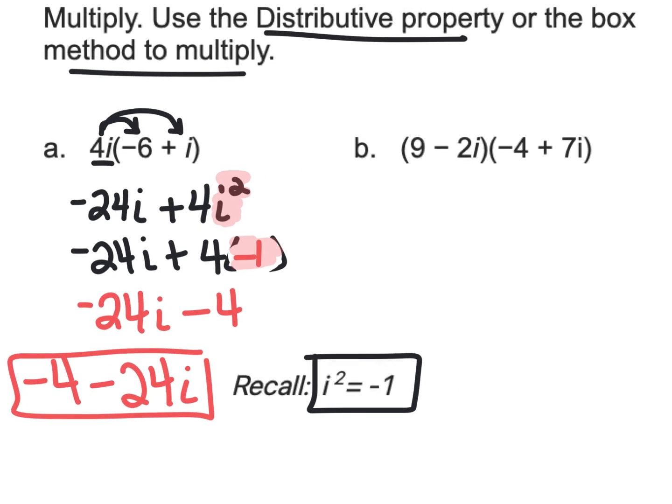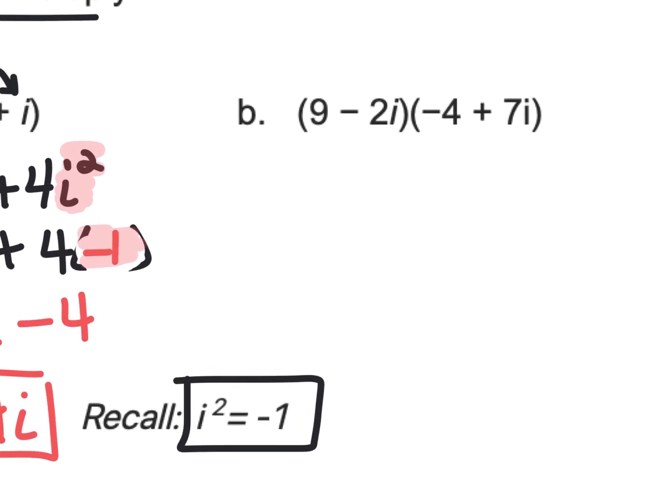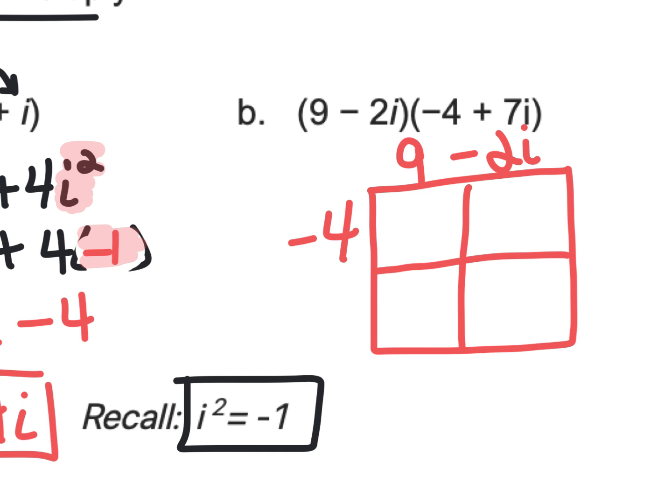Okay. Second one, this one we are going to need to think about using the box method on because it's a 2 by 2. So let's go ahead and I'll make a nice box here. We learned how to do the box method the other day. We have 9 minus 2i and then negative 4 plus 7i. Okay, and then we're just going to use our grid and we are going to multiply.